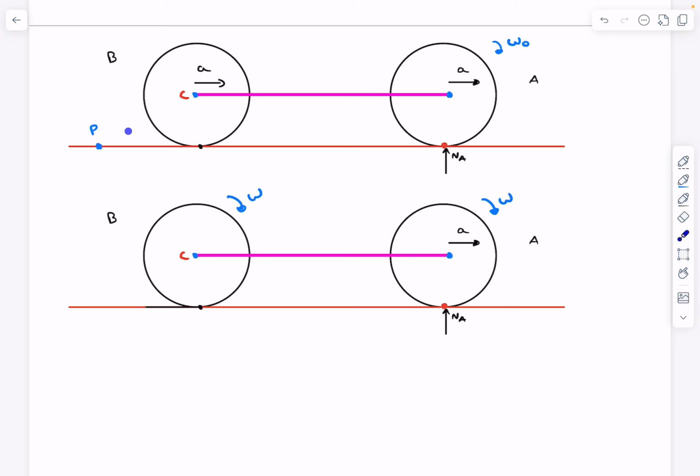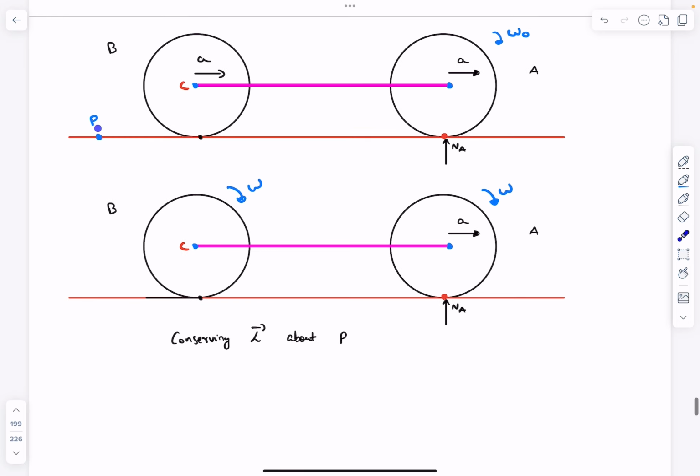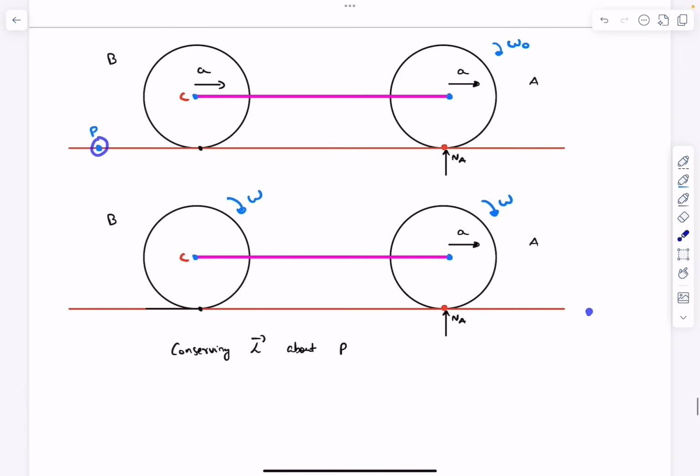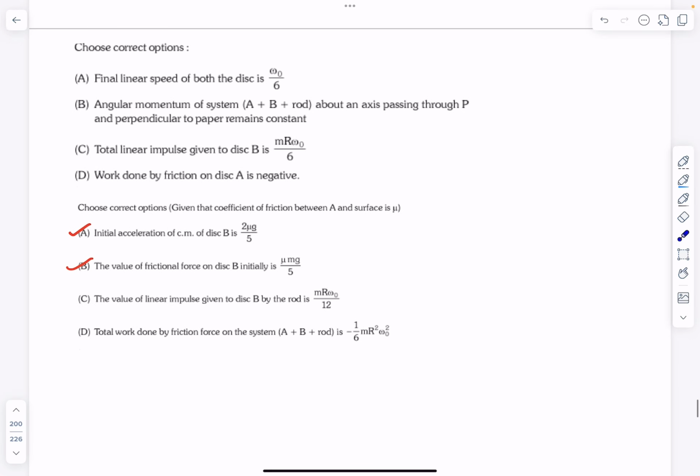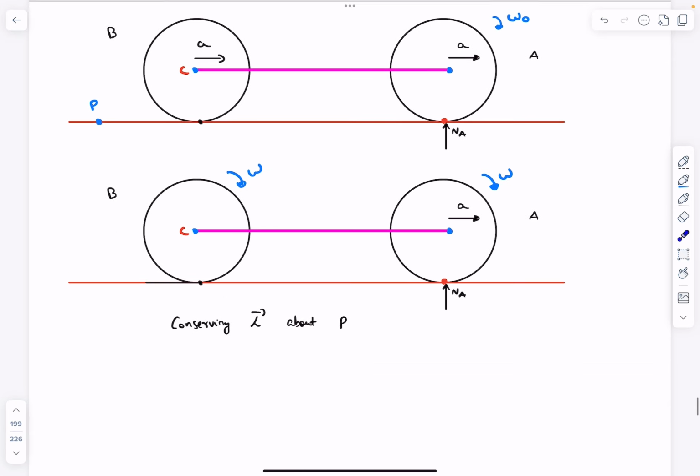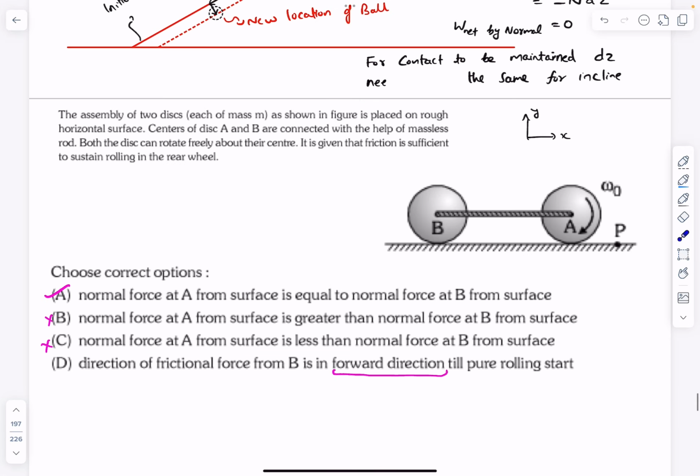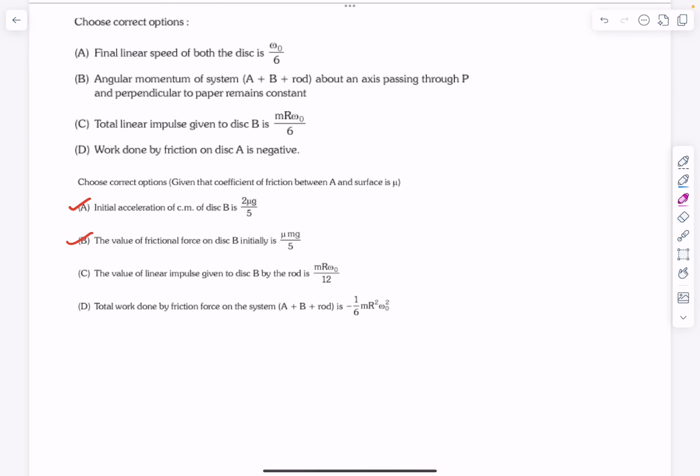And if the net torque of the system about this point P is 0, then we can conserve the angular momentum. So we are going to conserve angular momentum about this horizontal axis passing through P. There is an option over here saying the same thing: the angular momentum of the system A, B and rod about an axis passing through P and perpendicular to the paper remains constant, which is actually true. In the question they put the point P over here, but it's the same thing, so this option is also correct.